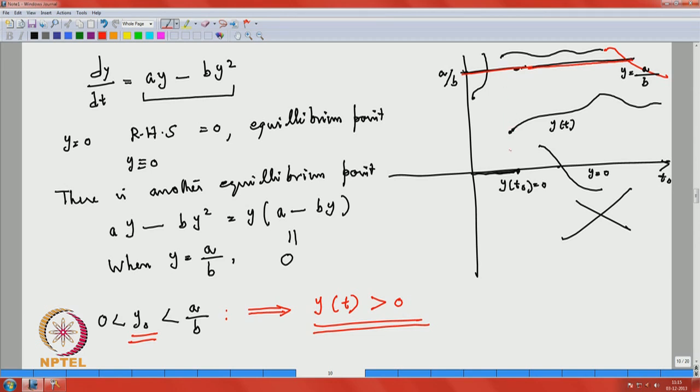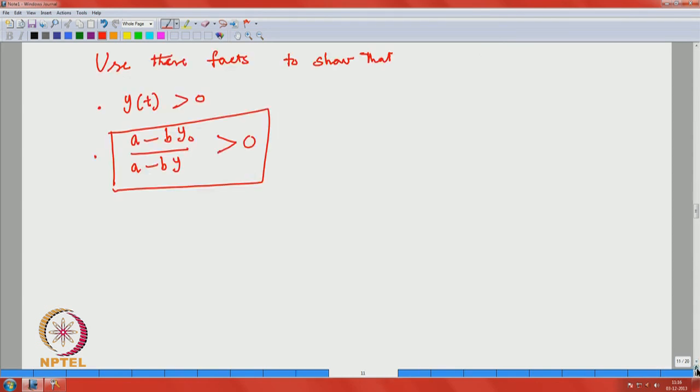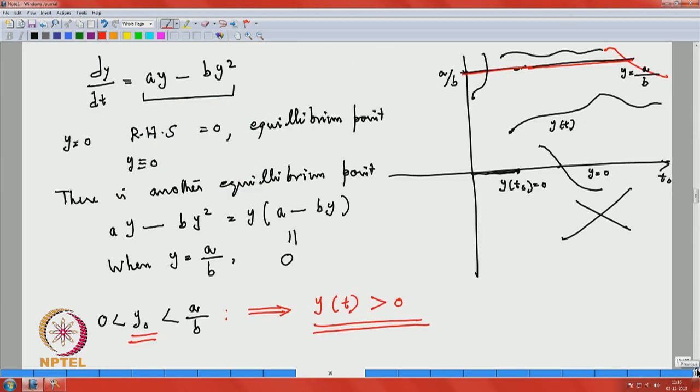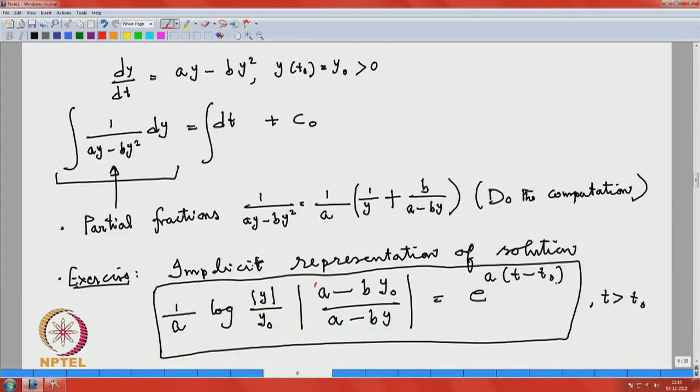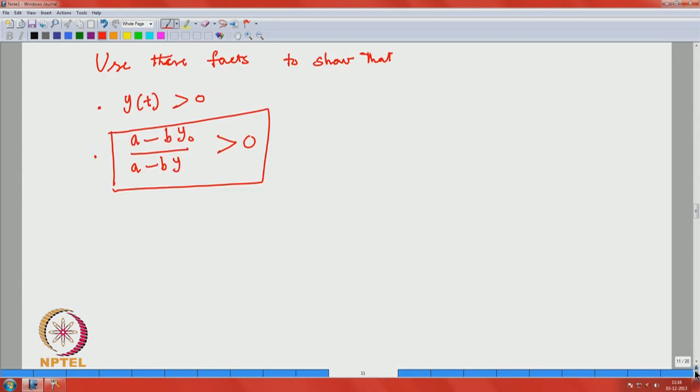If y naught is between 0 and a by b, y of t will not only be positive, y of t will remain in the range 0 to a by b here. Similarly, if y naught is greater than a by b, y of t will also remain greater than a by b. Hence, the solution which we get here will retain the sign, and hence the whole thing will have the same positive sign, and this is what you have to prove. So prove this, this is an exercise for you.